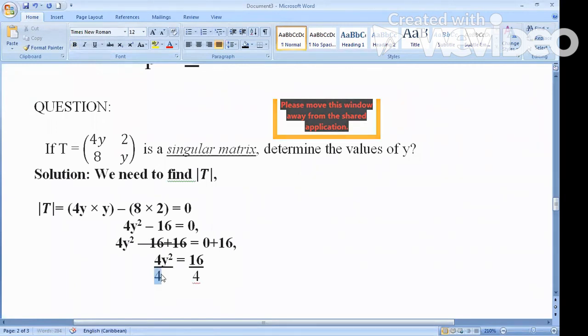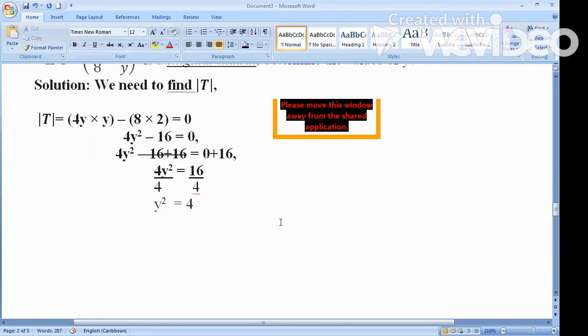And these two 4s are going to cancel, true? Yes. So therefore it's equal to 4. y square is equal to what? 4. Yeah, but we don't want y square. What do we want? We want y.